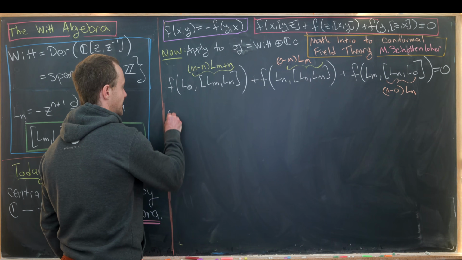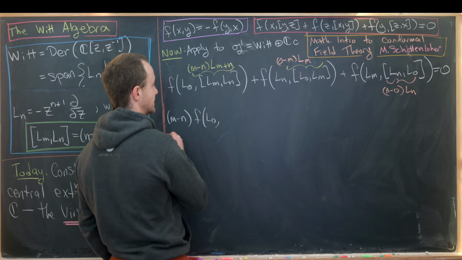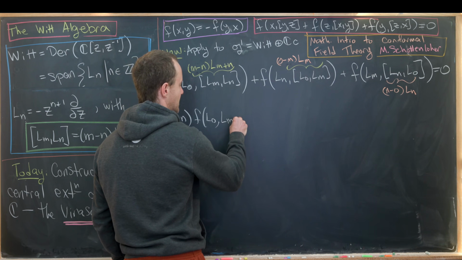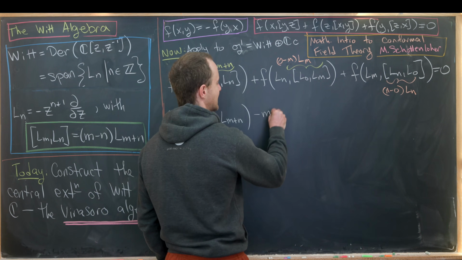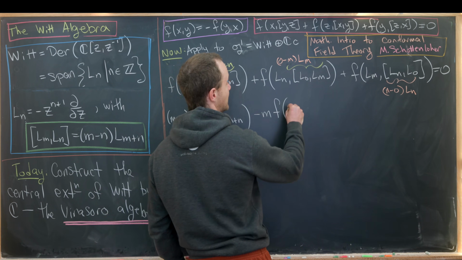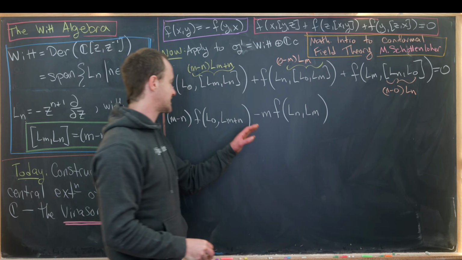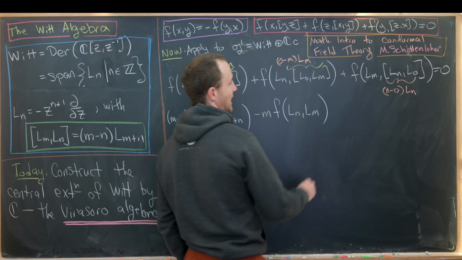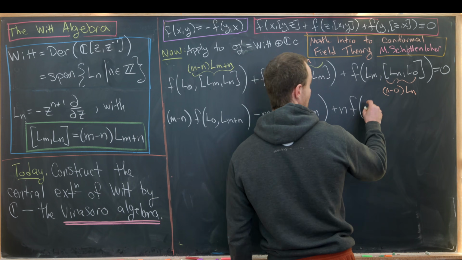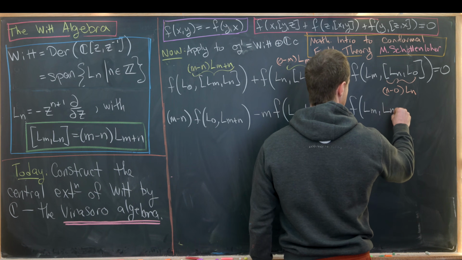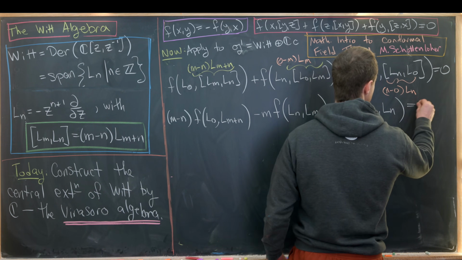So that'll leave us with m minus n, and then we have f of L0, Lm plus n. And then this one is going to be 0 minus m, f of L0, Lm. Okay, so that's starting to look good. And then finally, this one over here will be n times f of Lm, Ln. Okay, cool. And then again, that is equal to 0.